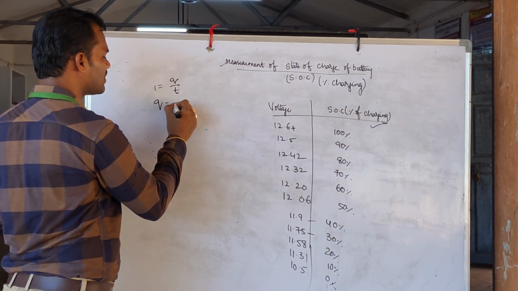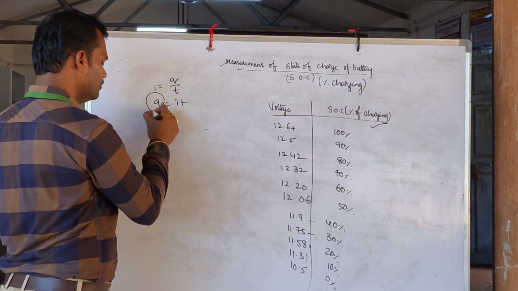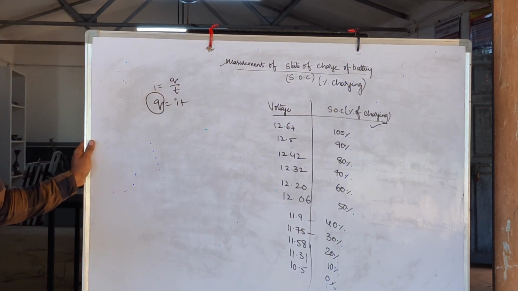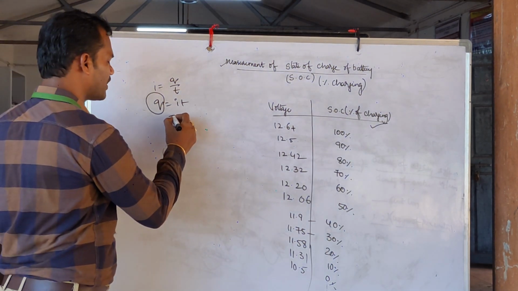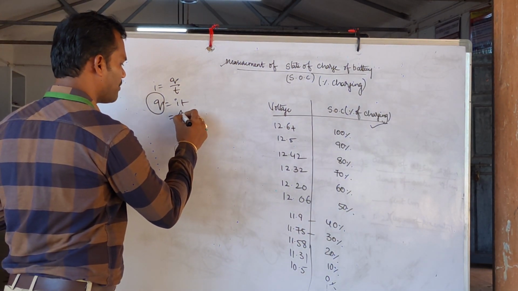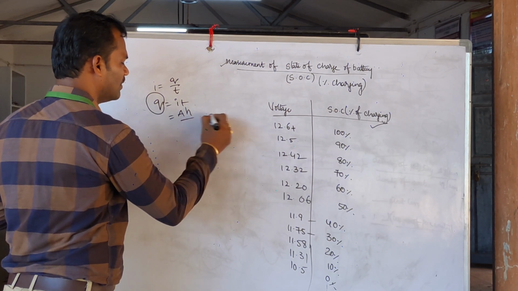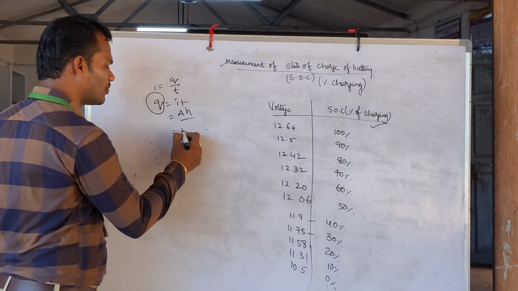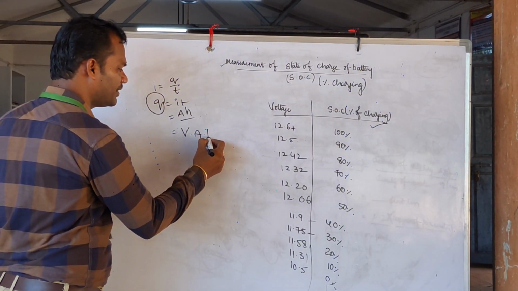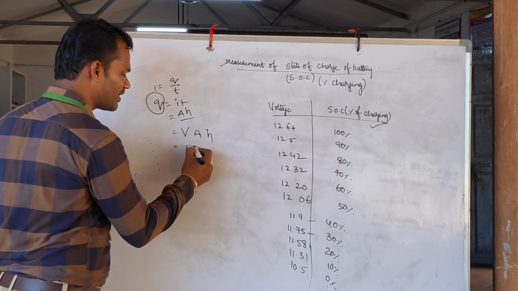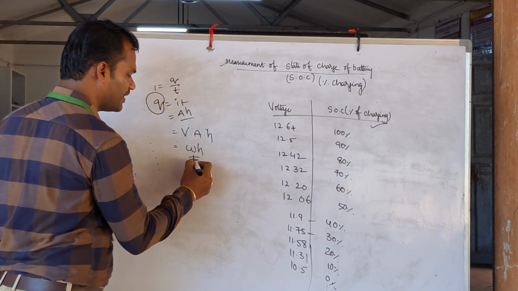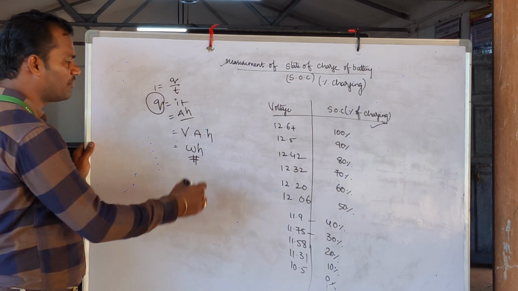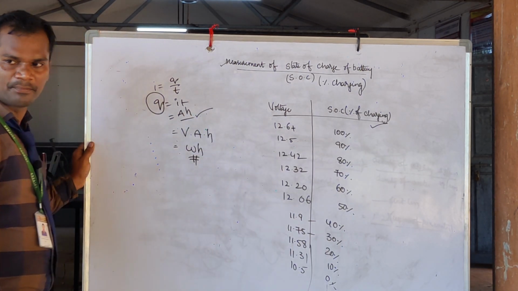So q can be written as I × t, where q is the amount of charge accumulated by the battery. This is the product of current, in amperes, and time, in hours, so the unit is Ah. Therefore, the rating of a battery is ampere hour, or if you multiply by the voltage, voltage × current × hour. Electric vehicle batteries are specified in watt hour, but normal batteries are specified in ampere hour.